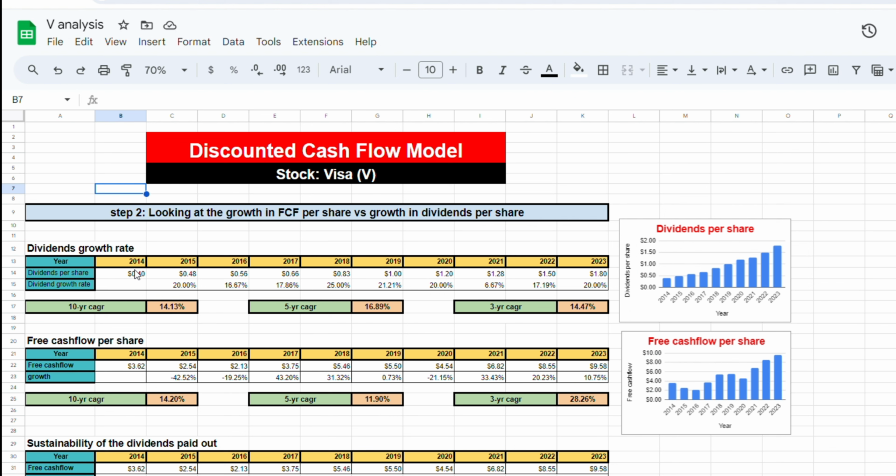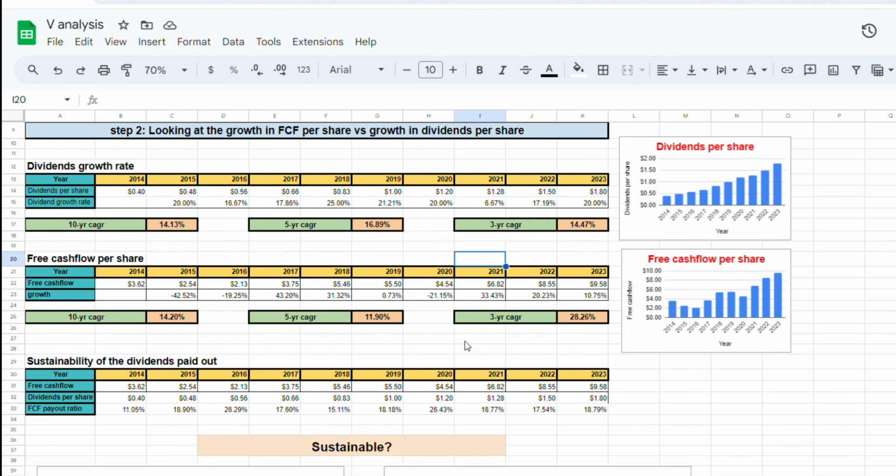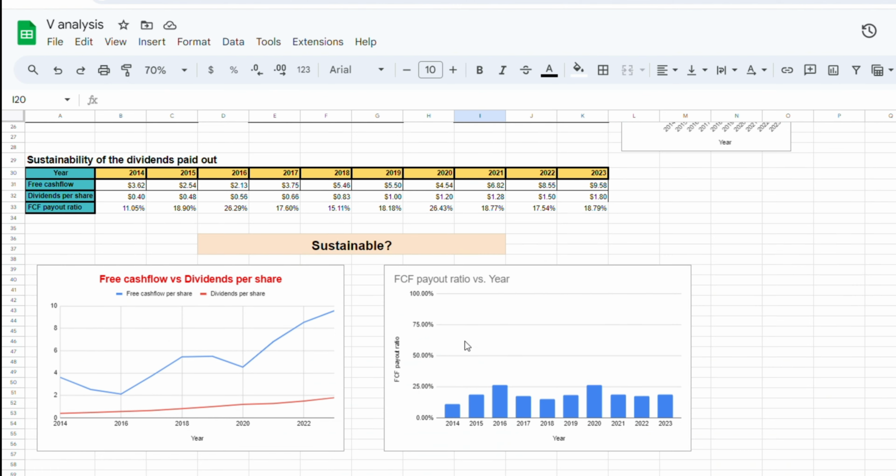Not only do I want to know about the future of the cash flows, I want to know if the dividends paid are sustainable. We need to put the dividends per share next to the free cash flow per share and see how these two relate. Why? Because dividends are paid out of free cash flow. Combining the two, we can see that the free cash flow is well above the dividends per share, where the free cash flow is increasing more year by year than the dividends are. On top of this, we want to know how much of the free cash flow is being used to pay out dividends. We can see it's only between 10 and 25%.